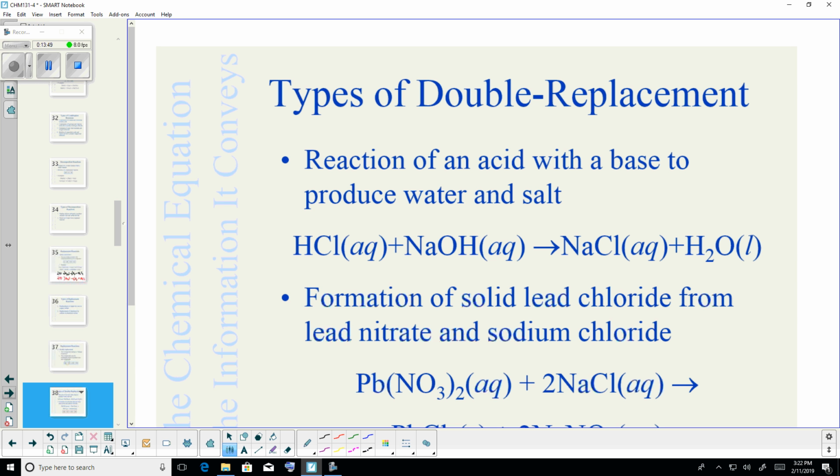An acid with a base, HCl with NaOH. The H goes with the OH to give us water. The Na goes with the Cl to give us salt. So that's a double replacement.